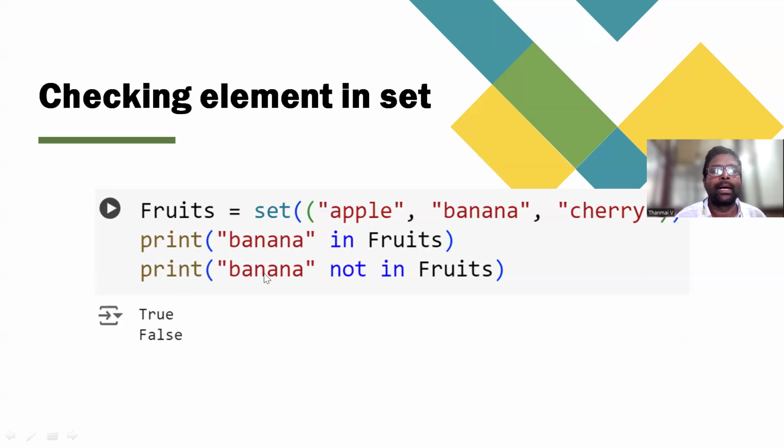And the next one is banana not in fruits. What I'm checking is banana not in fruits. If you observe, in the fruits you have a banana. I'm checking not in. Is it not in? No, it is in. So it will give false. So by using in or not in, you can check whether a particular element exists in a set or not.